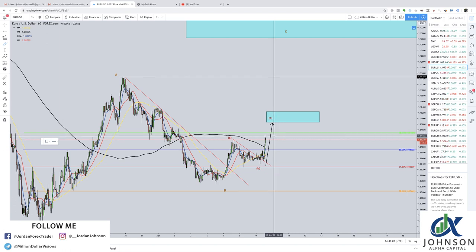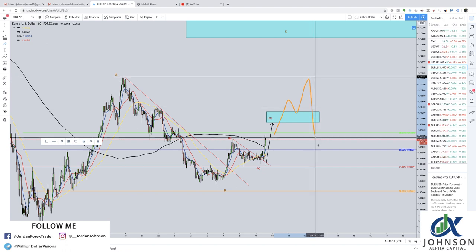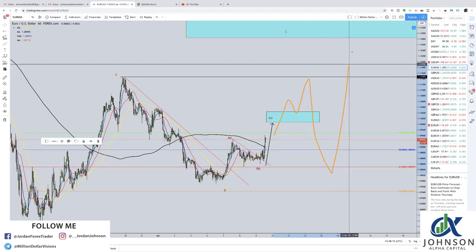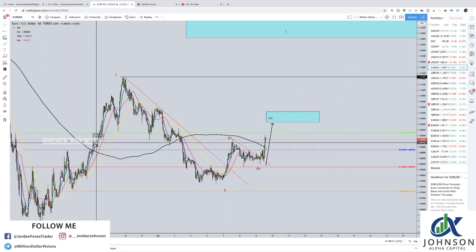So we go up, retest this high here. I said we find support. So we come back down here, go back up to complete that structure. I don't think that's going to happen. I don't think that's too likely. I don't like that structure the way it looks.